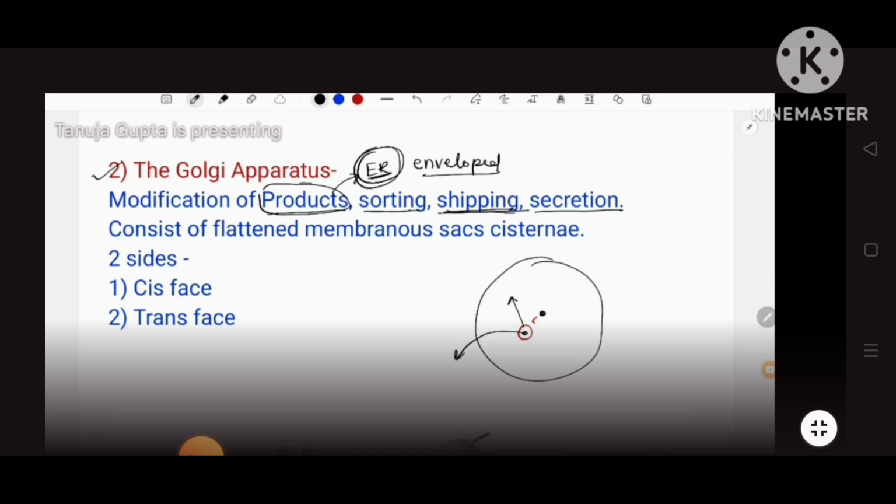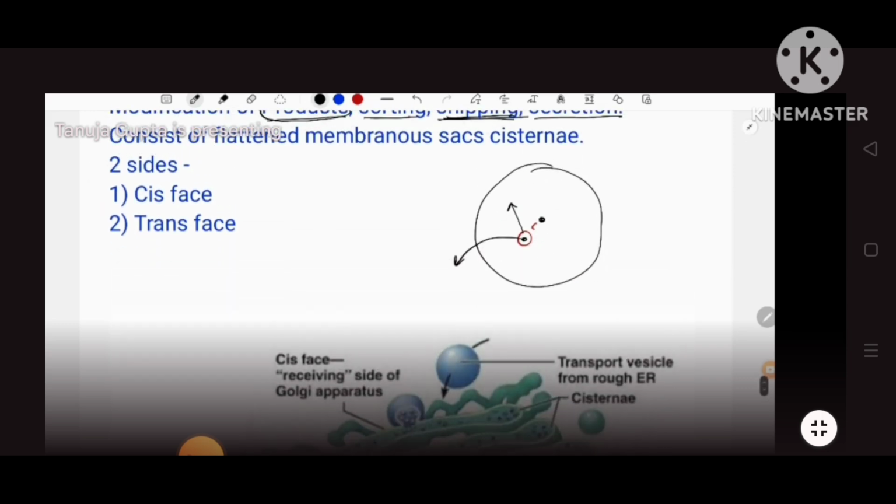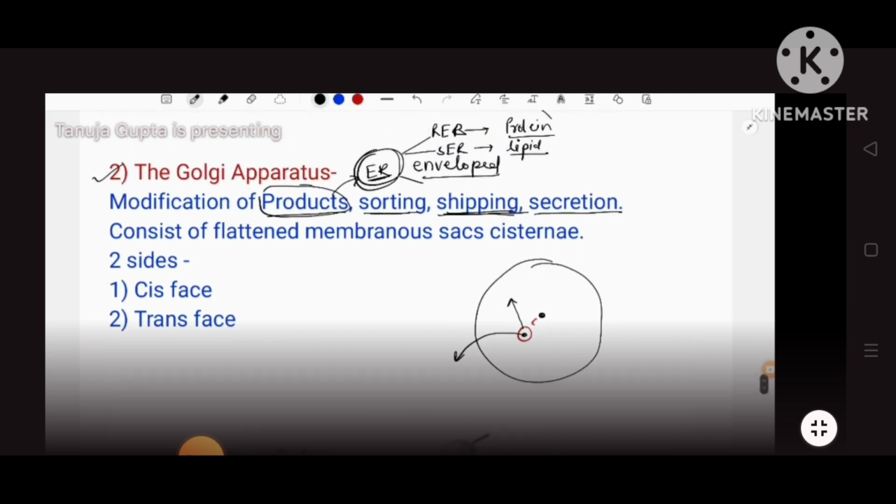So this product is always formed by the ER. As I told you, ER is of two types. One is the RER, another is the SER. RER has ribosomes attached on it and makes proteins, and SER makes lipids. When these two are formed, they enter inside the Golgi apparatus, further modification is done on these products, and then they are secreted in the form of vesicles. Then they are sent to wherever they are required, right?